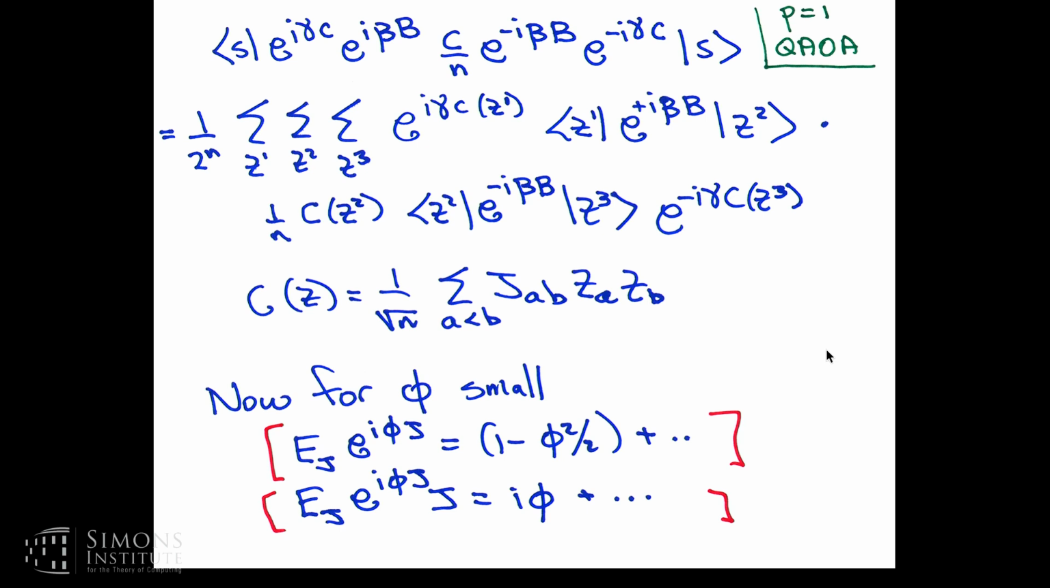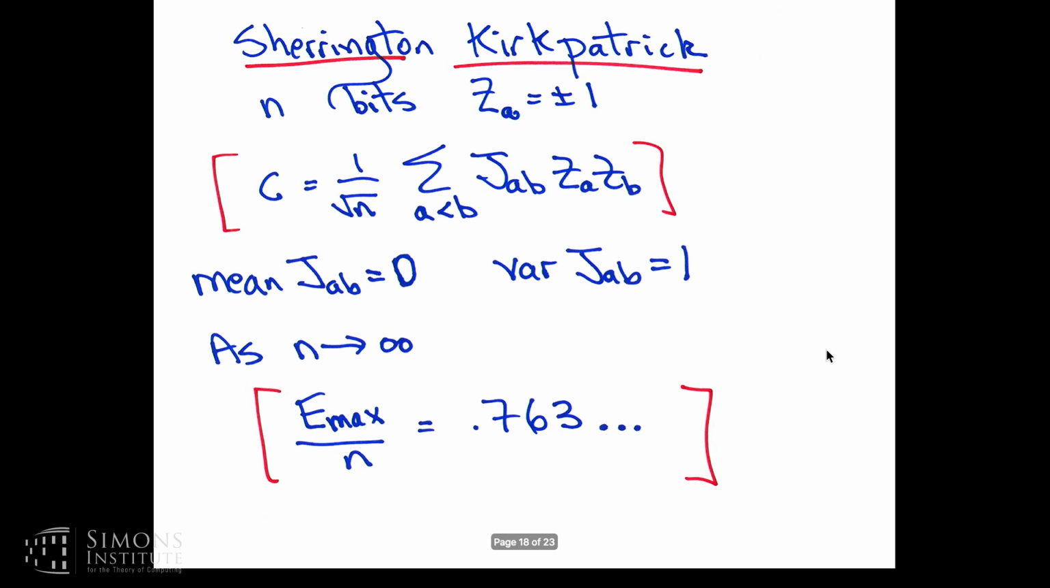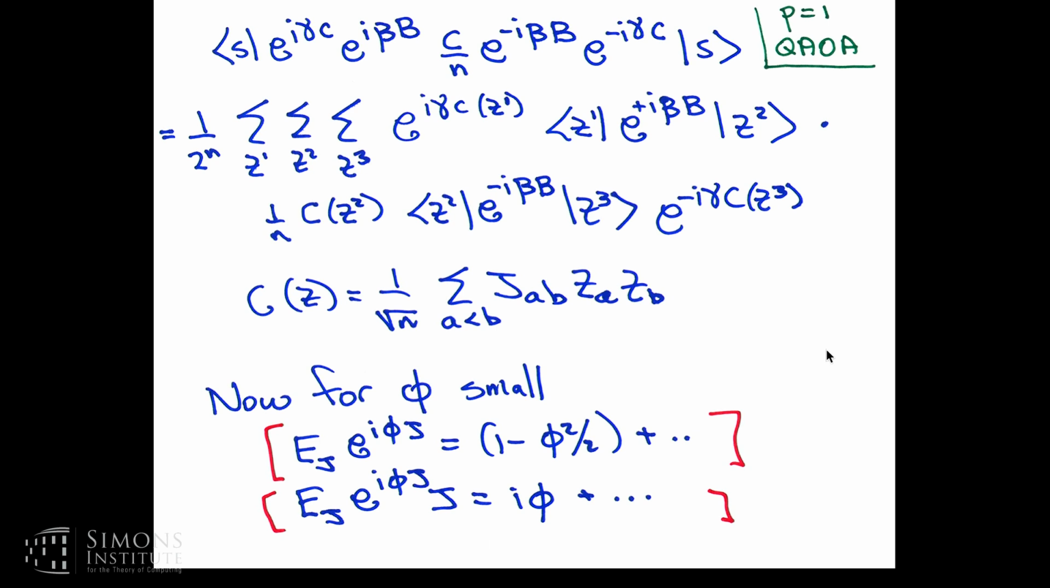But if phi is small, then the expected value over J of e to the i phi J is 1 minus phi squared over 2, and the expected value over J of J e to the i phi J is i phi. That just comes from the fact that the mean is 0 and the variance is 1, and phi is small. My phi is going to be small because I have a 1 over root n in front, because of the way I set it up. So I have a small phi, and that is going to allow me to actually average over the J's.